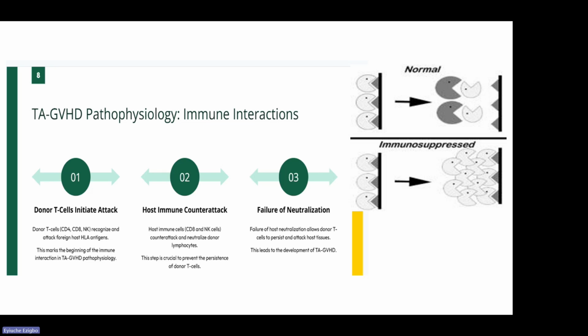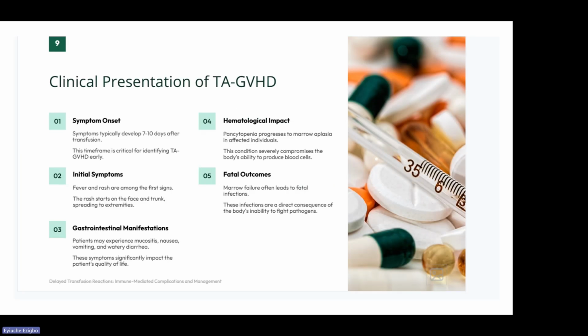This leads to the development of TA-GVHD, and that is the pathophysiology of graft versus host disease, immune interactions. Okay, so I've taken time to explain that. So the clinical presentation of TA-GVHD, symptom onset. Symptoms typically develop 7 to 10 days after transfusion. This time frame is crucial for identifying it.